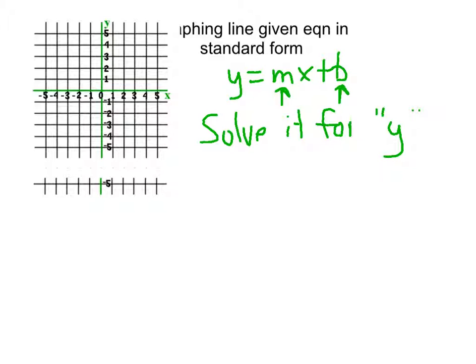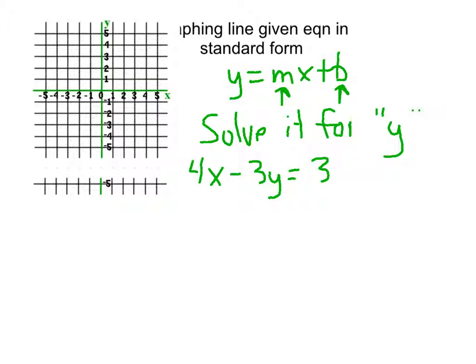Let's get down to it and see what the heck I'm talking about. Alright, so let's say that we have an equation 4x minus 3y equals 3. Looking at this equation, it tells us nothing. We don't know the slope, we don't know our y-intercept, we don't know anything. We just have this bunch of letters and numbers. So what we want to do is solve it for y.